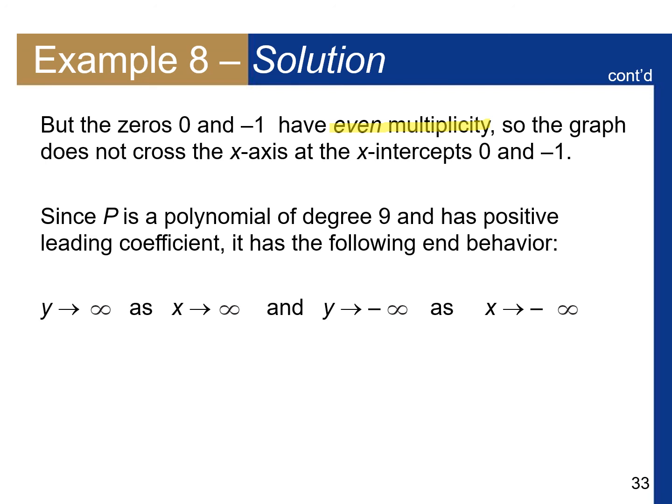It's an odd degree with a positive leading coefficient. So that means as x approaches positive infinity, y will in fact approach positive infinity. As x approaches negative infinity, y will approach negative infinity.